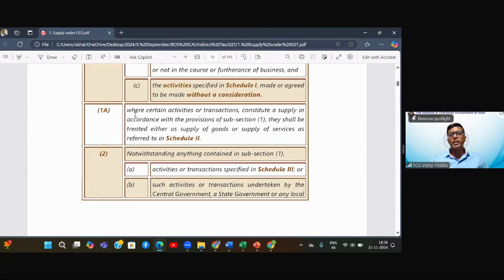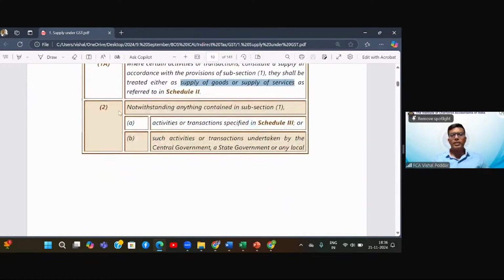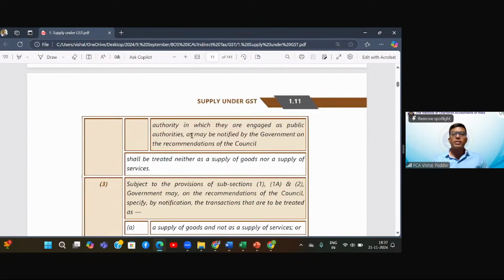You have 7.1A, which says that once you have classified the transaction as a supply, you now classify whether it is supply of goods or service. We will study this at the end. Then subsection 2 says there could be certain transactions which cannot be taxed because they fall in Schedule 3, and falling in Schedule 3 means they are neither supply of goods nor supply of service. Again, Part B says there could be some transactions which cannot be taxed, because they are again treated as neither supply of goods nor supply of service.